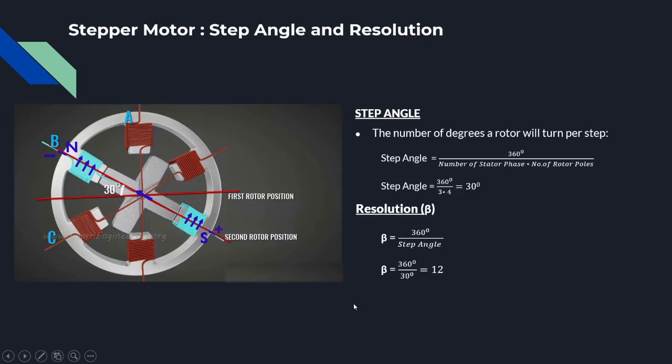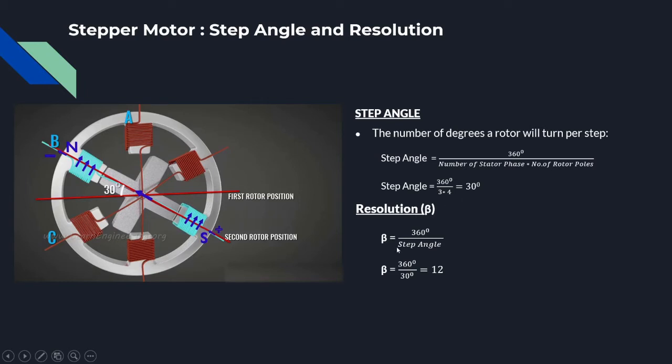Let's calculate the step angle as well as the resolution of a stepper motor. The formula given here helps you to calculate the step angle, which is given by 360 degrees divided by the product of the number of stator phases and the number of rotor poles. Here in this particular configuration, we have a three-phase stator with four rotor poles, which helps us to achieve a step angle of 30 degrees.